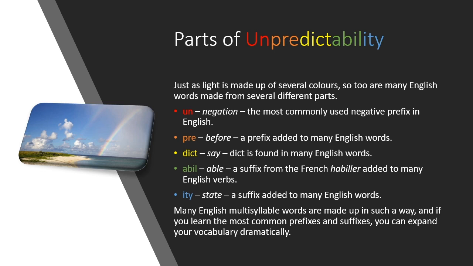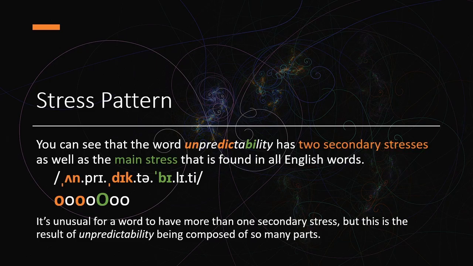Many English multisyllable words are made up in such a way, and if you learn the most common prefixes and suffixes, you can expand your vocabulary dramatically. You can see that the word unpredictability has two secondary stresses, as well as the main stress that's found in all English words. Unpredictability. It's unusual for a word to have more than one secondary stress, but this is the result of unpredictability being composed of so many parts.